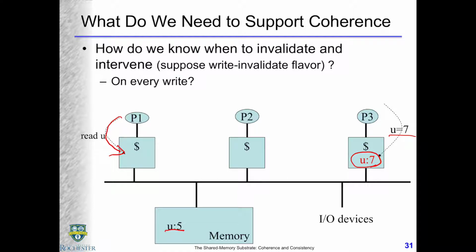So this is what we want to do. The concept is simple. We want to do this so long as we do these. When you write, you invalidate all copies. When somebody wants to read, you provide the copy. So long as you carry out these actions, you'll be fine. But how do we do that?